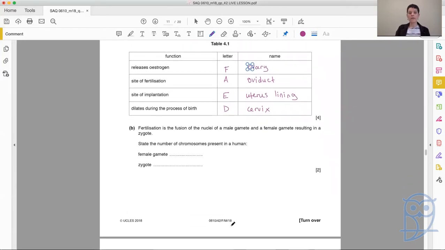So B, fertilization is a fusion of the nuclei of a male gamete and a female gamete, resulting in a zygote. State the number of chromosomes present in a human female gamete and a zygote. So remember, we would have n and we would have 2n. So our gamete will only have n. So when we have two gametes, we have n plus n gives us 2n. And that 2n is then our zygote. Zygote develops up into a baby, develops up into a human. So there we must have the full number of chromosomes present. Full number for a human is 46. So half in the gamete, 23.